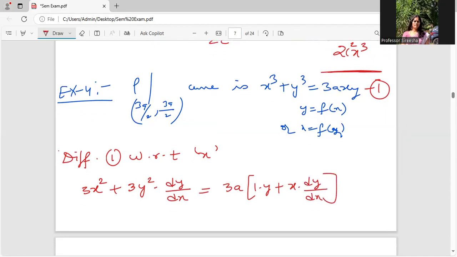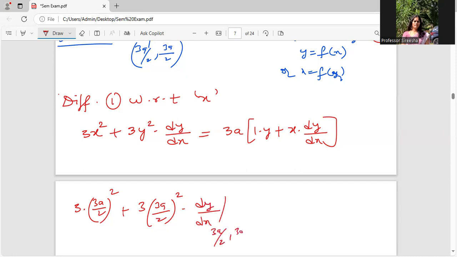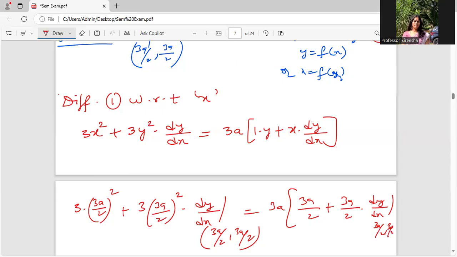Yes. First, I can just directly substitute the point (3a/2, 3a/2). So 3 into x², which is (3a/2) whole square, which would be 9a²/4. y² would be (3a/2) whole square, same thing, 9a²/4. dy/dx is as it is, I'll be writing it at (3a/2, 3a/2). This is equal to 3a into y, which is 3a/2, plus x, which is 3a/2, into dy/dx at (3a/2, 3a/2).